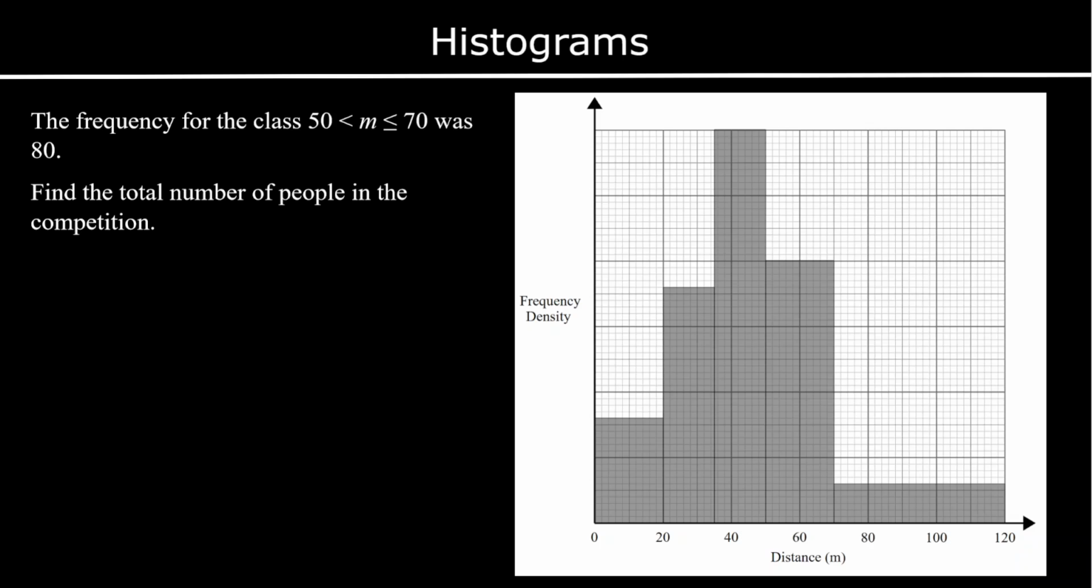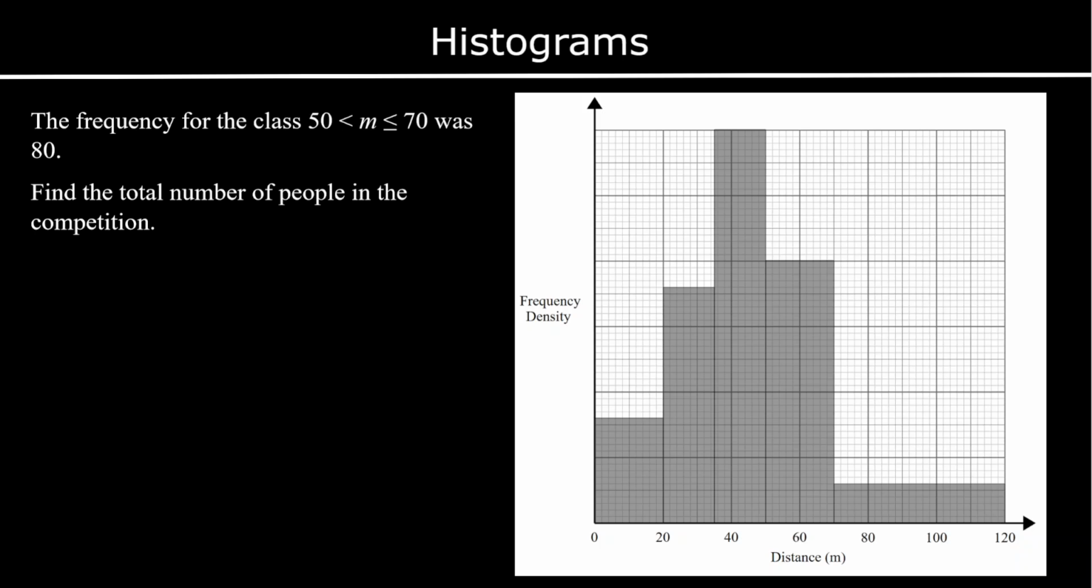In this video, we are looking at histograms. Histograms are useful when we have continuous data, and they are good for showing us the shape of the distribution. In this first question, the frequency for the class 50 to 70 was 80. Find the total number of people in the competition.